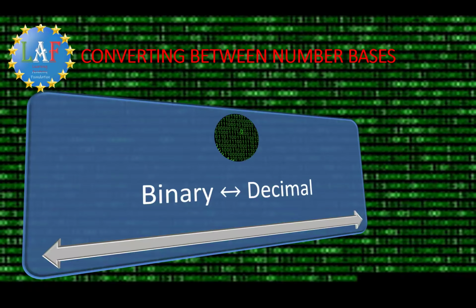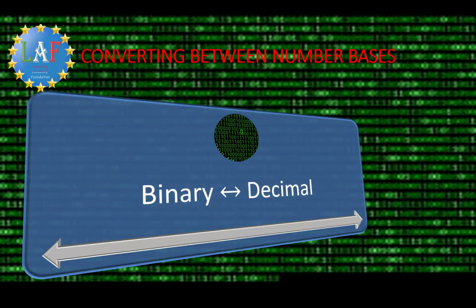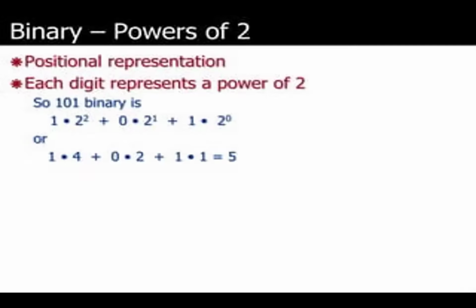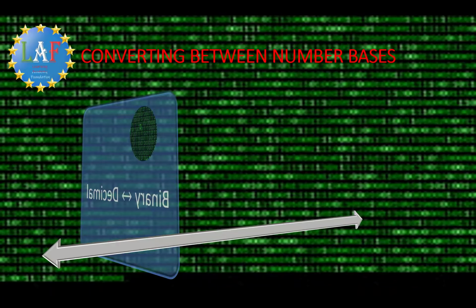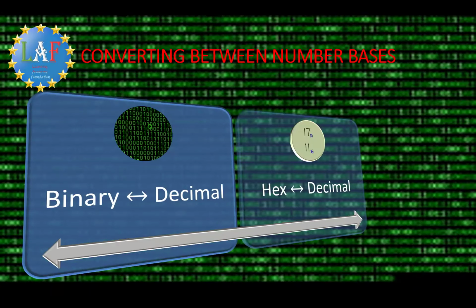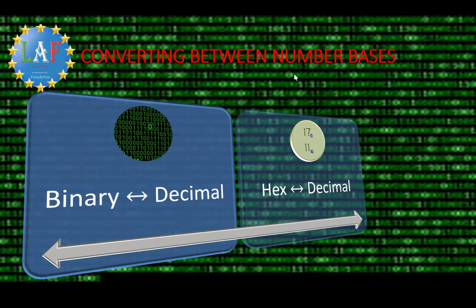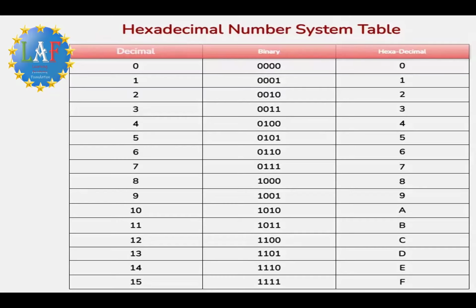Binary to decimal by powers of 2. So for example, 101 binary is 1 times 2 squared plus 0 times 2 power 1 plus 1 times 2 power 0. That is 1 times 4 plus 0 times 2 plus 1 times 1. That is 4 plus 1, right? Equal 5. And then after binary to decimal, we are also good to convert from hexadecimal to decimal. This is by powers of 16, as we have seen before.